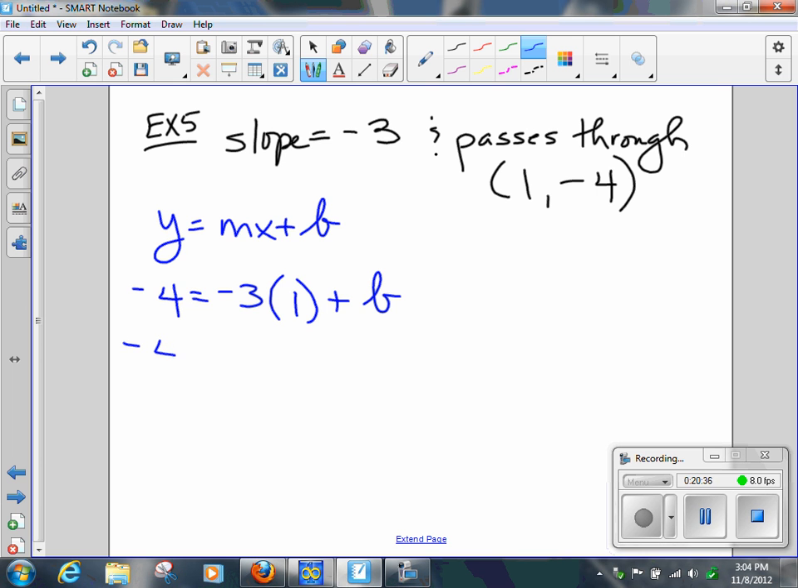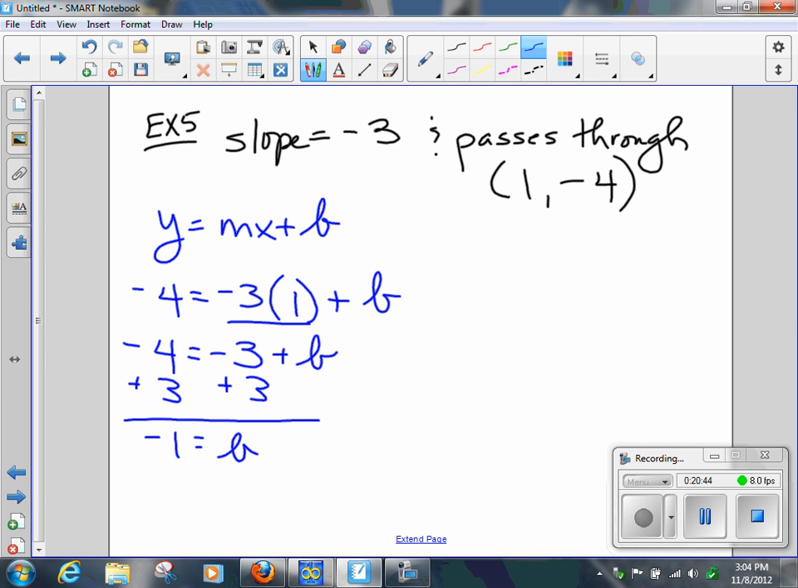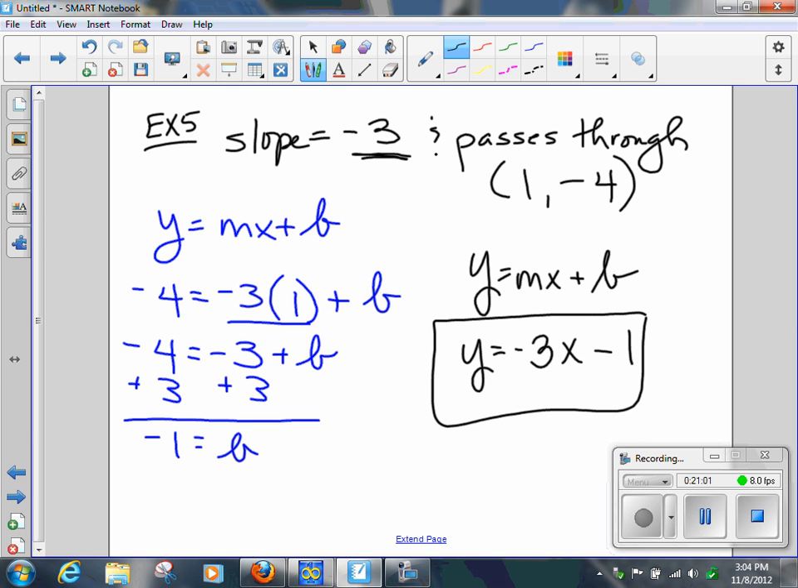Negative 4 equals negative 3 plus b. Is she right? Add 3. And then b equals negative 1. I'm done, right? Plug it back in. Y equals mx plus b. Y equals negative 3x minus 1. Where's the negative 3 coming from? It was given to me in the beginning. How many of you had negative 3x minus 1? Rock on, okay? One more step.